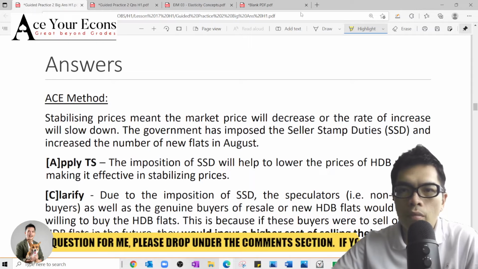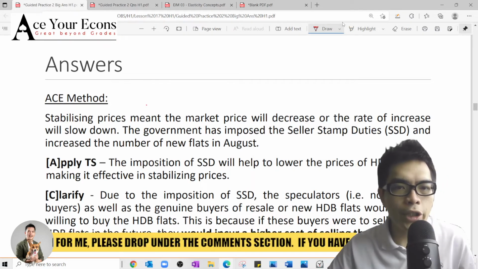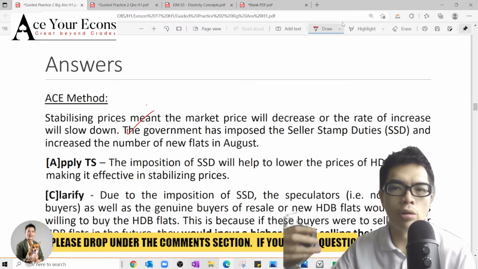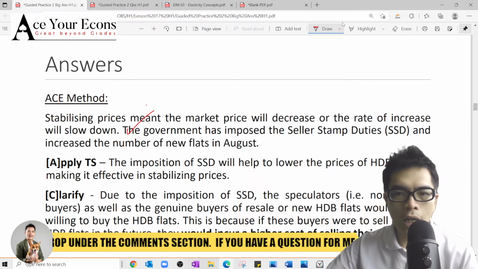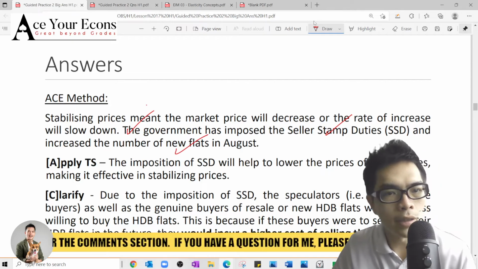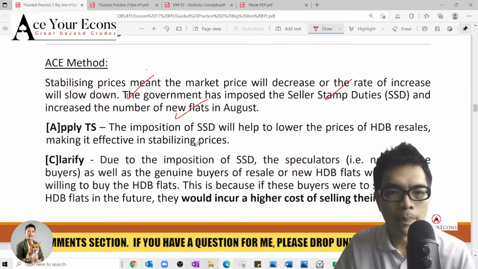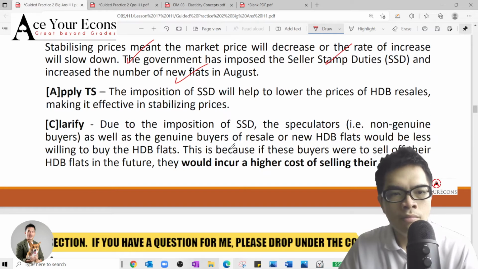Now let's quickly run through what is required. Price stabilization means that you will want to reduce your market price or slow down the rate of increment. So we have seller stamp duties and the increase of new flats in August, as seen in the extract. Seller stamp duty, not supply stamp, the seller stamp duties.